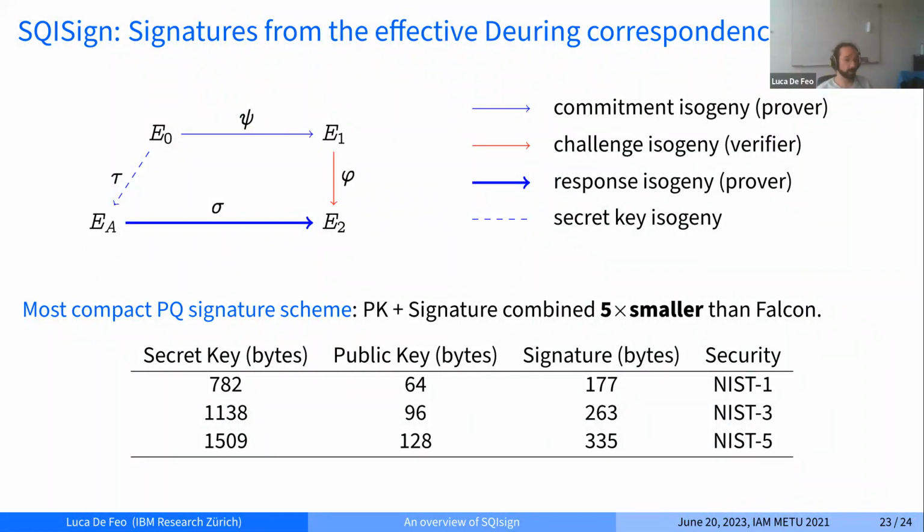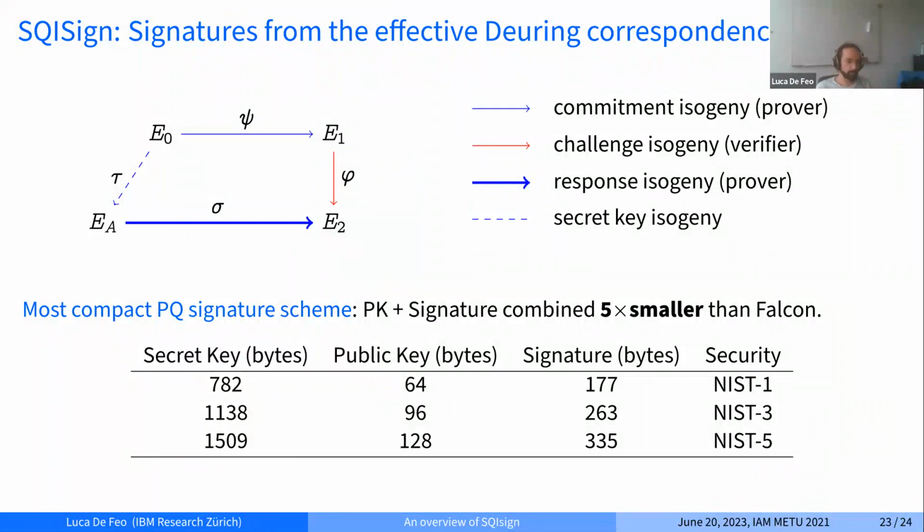So when you put all of this together, it's lots and lots and lots of lines of C code, but it's worth it because it gives you something that is the most compact post-quantum signature known today when you measure together the sum of public key and signature size. It is 4 times smaller than Falcon, which is the current record breaker in the NIST competition.